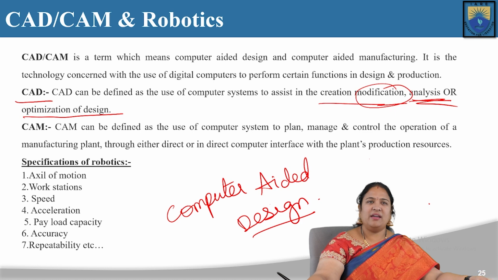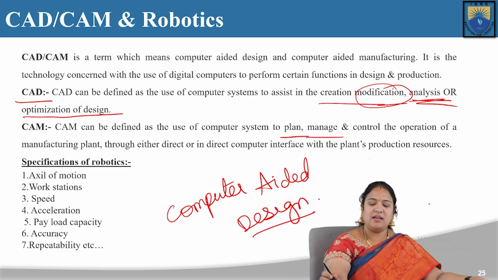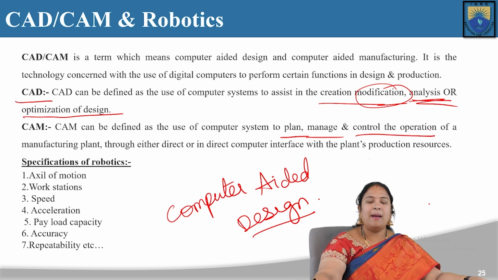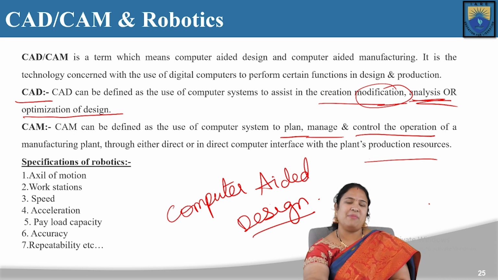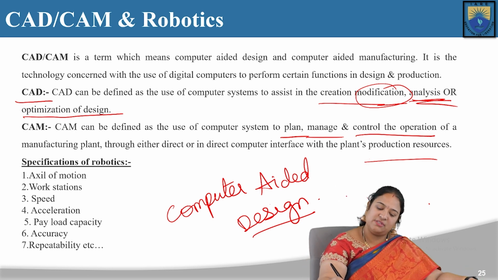Whereas coming to the CAM, computer aided manufacturing. Computer aided manufacturing means what? It is nothing but with the help of a computer system, we are planning, we are managing, and we are controlling the operations of a manufacturing plant. With the help of the computer, we can plan, manage, and control the operations of a manufacturing plant through either direct or indirect computer interface with the plant's production resources. Right? That is any particular manufacturing to be done.